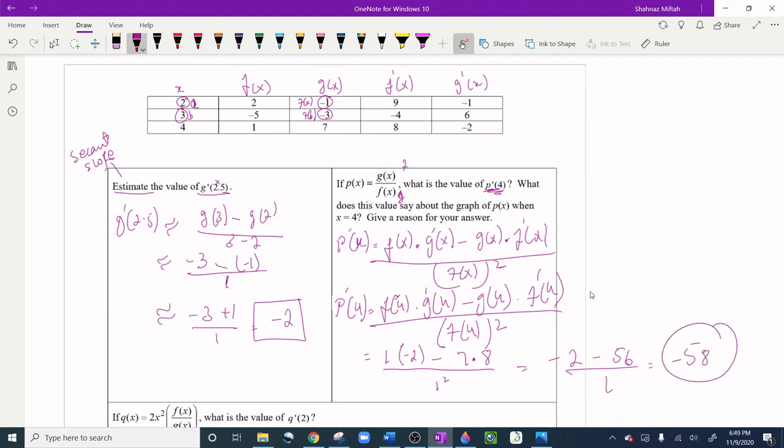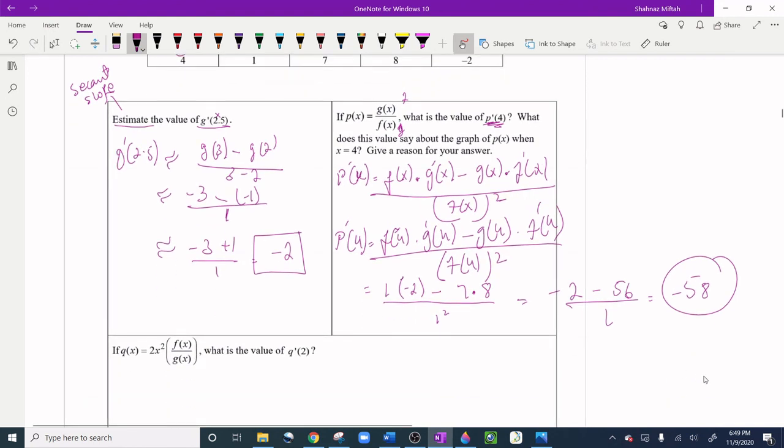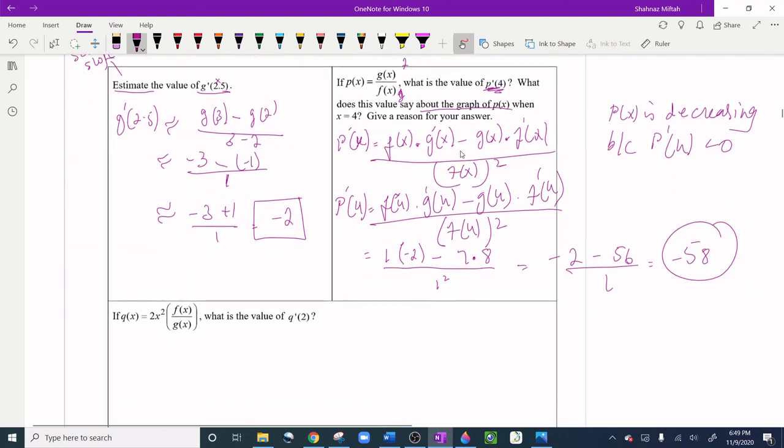The question said, what does this value say about the graph of p of x when x is equal to 4? It says p prime of 4 is less than 0, so the graph of p of x is decreasing when x is equal to 4. That's what they want, and give a reason for your answer. So the reasoning is right here. I'm going to say p of x is decreasing because p prime of 4 is less than 0. Done. Because it's negative, then it's less than 0.